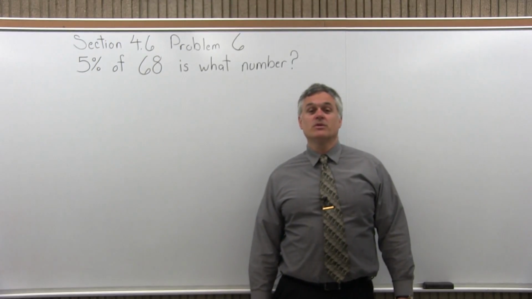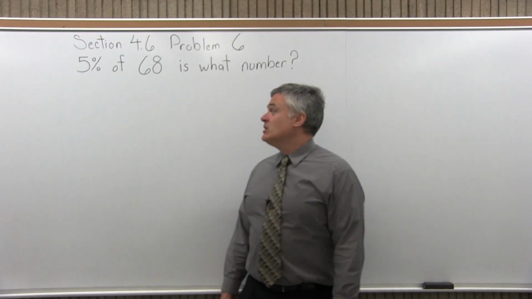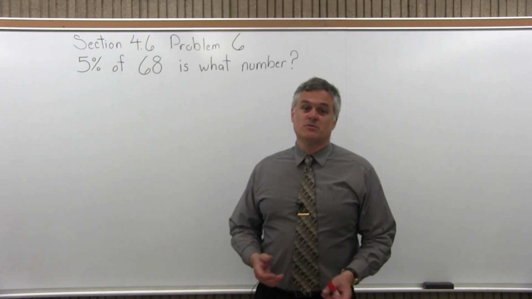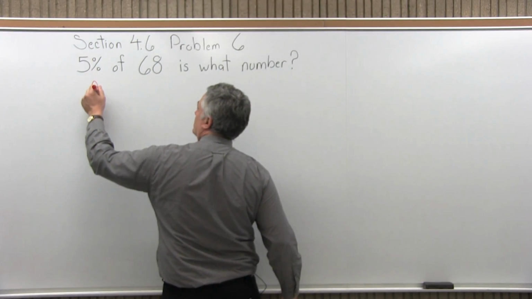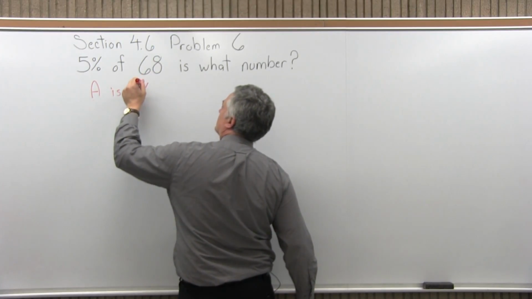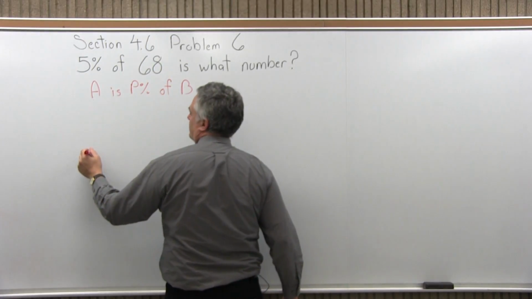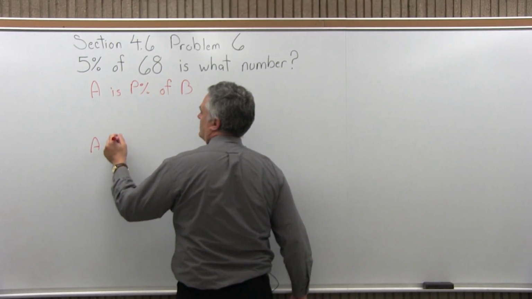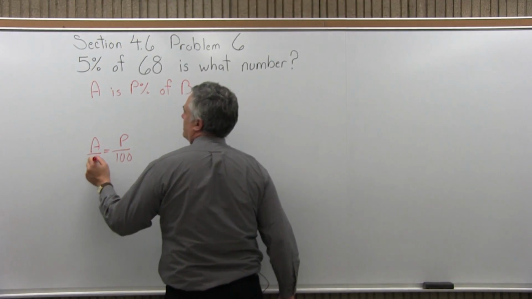This is Section 4.6, Problem 6. It says 5% of 68 is what number? To solve these problems from this section, we want to set it up as a proportion, with the sentence written in the form A is P% of B, and we want to set that up into an equation. A equals P over 100, and then put a B under the A.